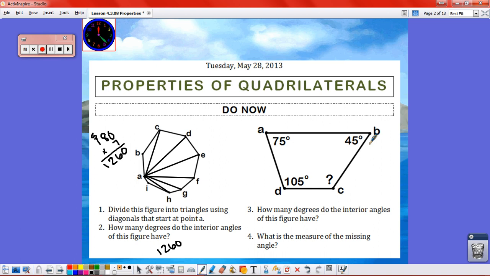Alright, and this one says, how many degrees do the interior angles of this figure have? Well, I would have one diagonal, 2 triangles. 2 times 180 is 360, like I already mentioned. So we can find the missing angle by taking what we have and subtracting from 360. Well, 105 and 45 makes 150. And 150 plus 75 makes 225. And 360 minus 225 is 135. And it's obtuse, so that makes sense, although it's not drawn to scale, so you can't always count on that.